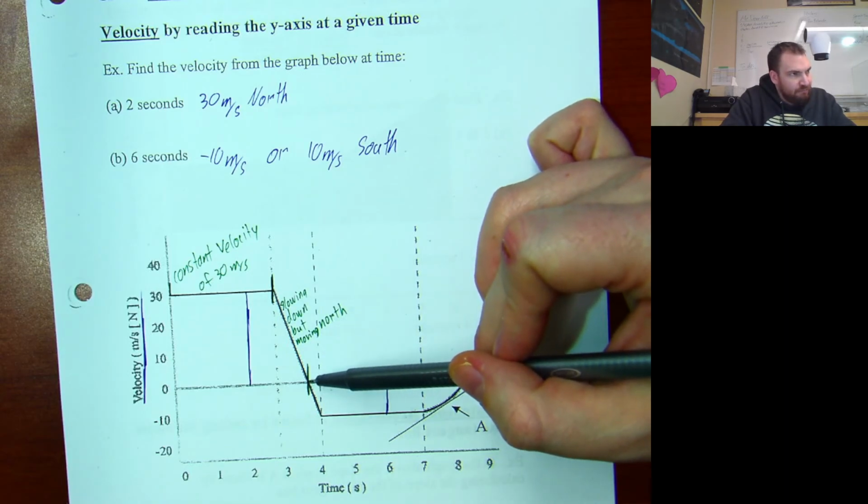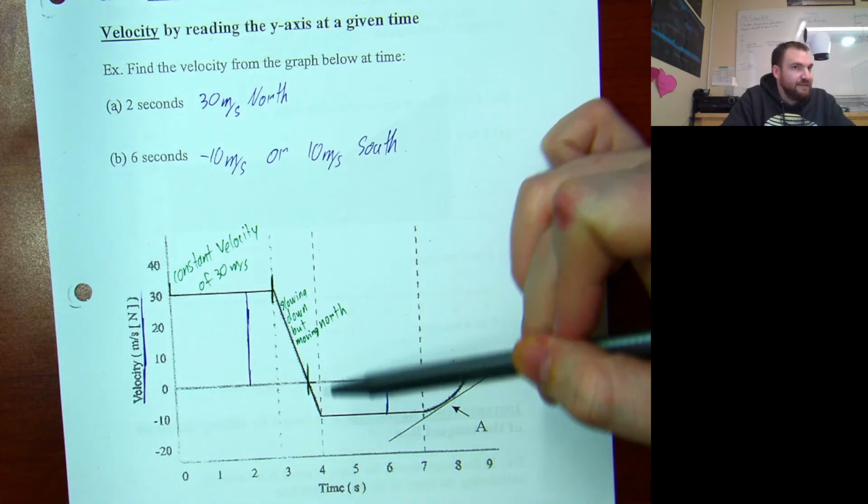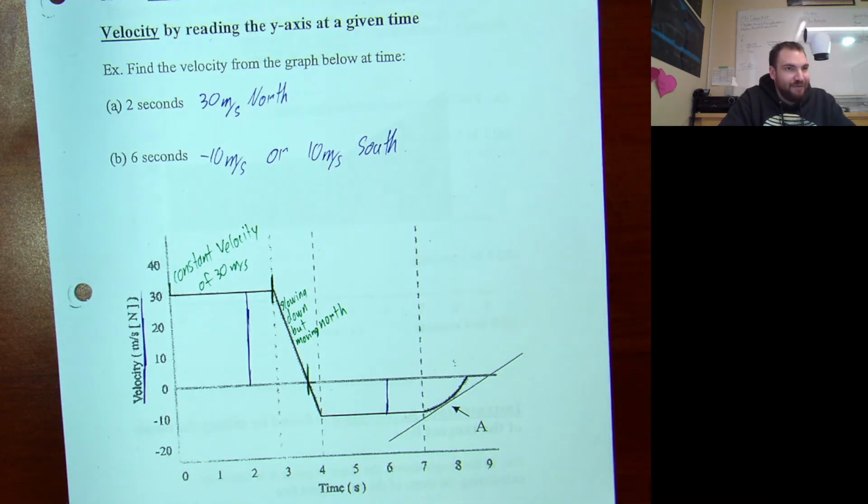Well, that's interesting. That suggests a relationship that might exist between velocity-time graphs and slopes of lines. And we'll find out more tomorrow. Have a great day, guys. We'll see you later.